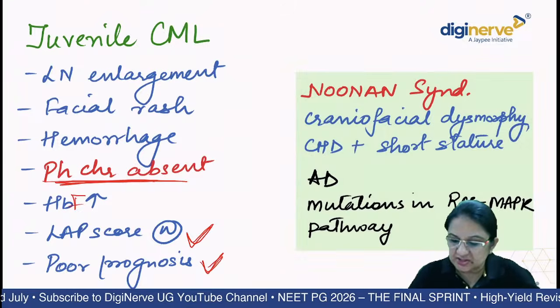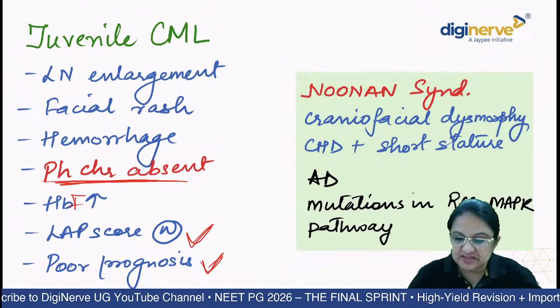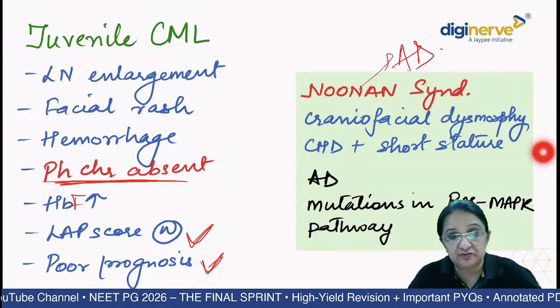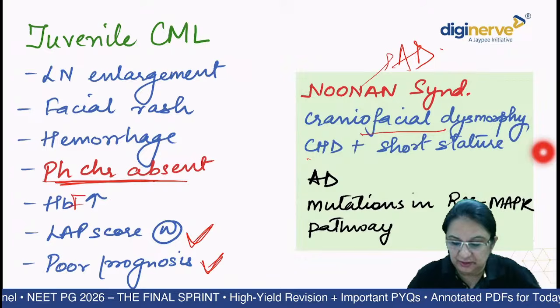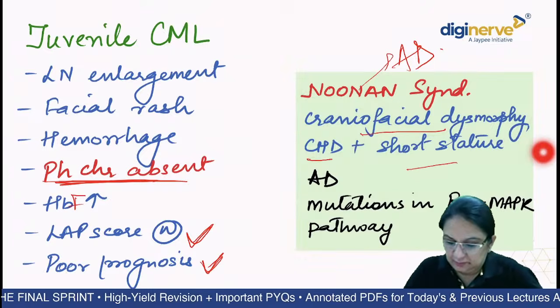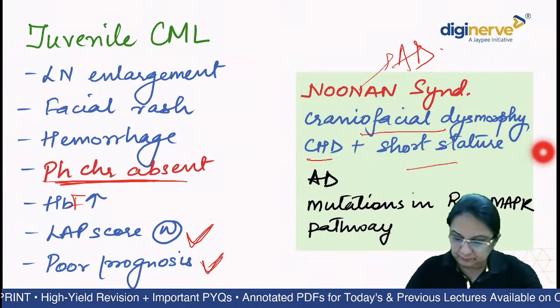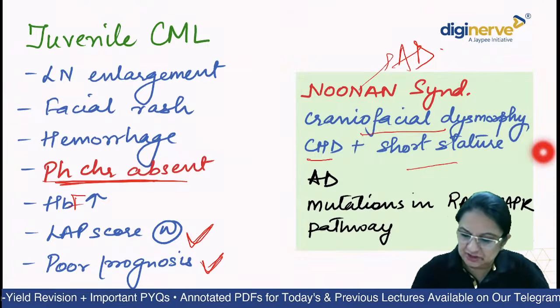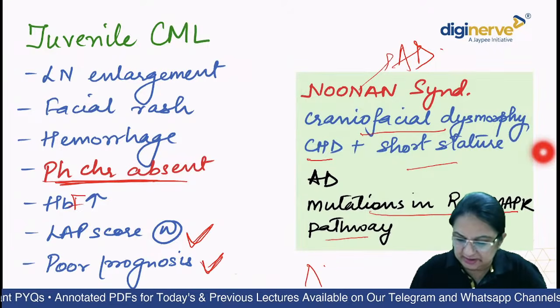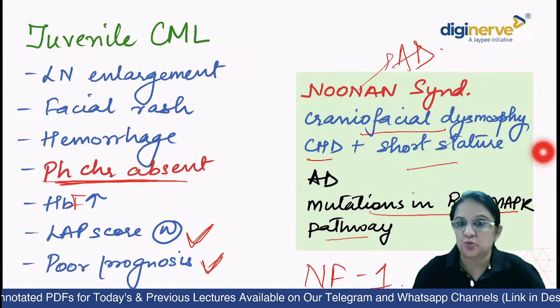What is Noonan syndrome? Noonan syndrome is basically an autosomal dominant disorder associated with craniofacial deformity, congenital heart disease, short stature. Okay. There are usually mutations in the RAS-MAPK pathway and it is associated with neurofibromatosis 1, right?